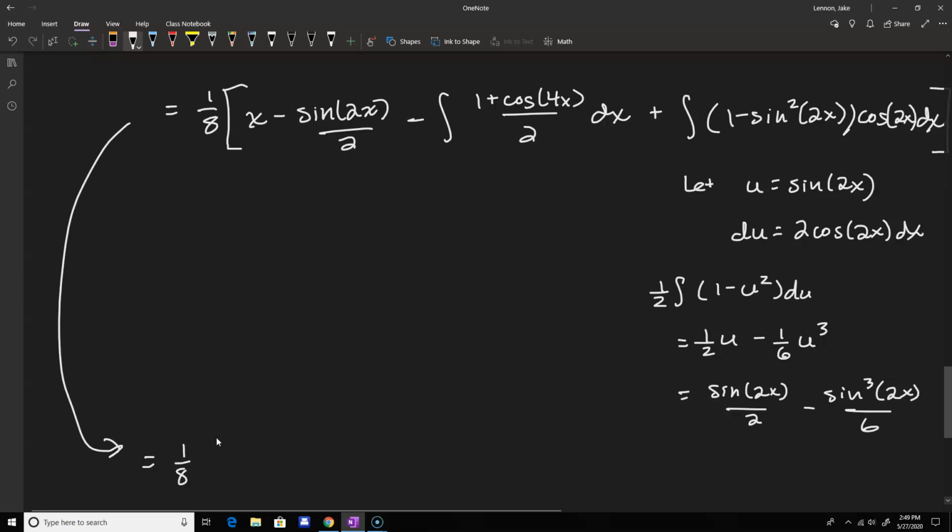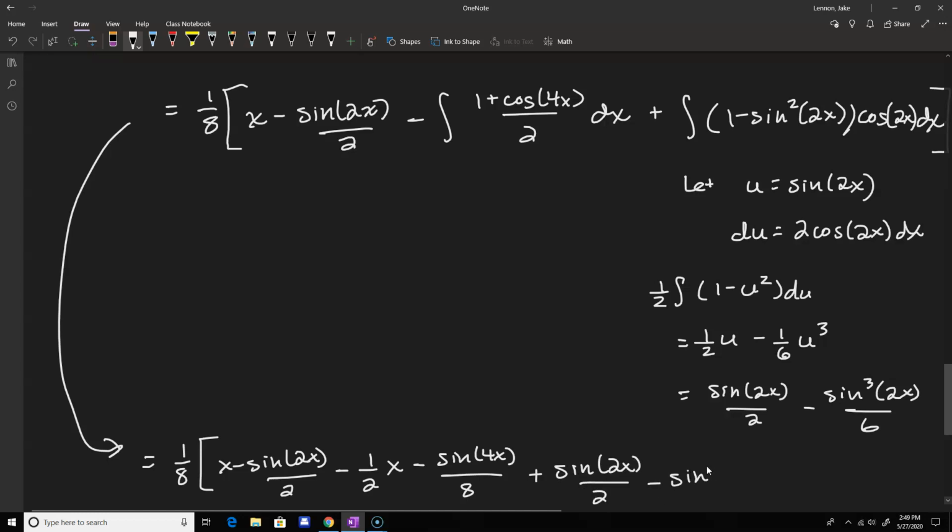So we have our 1/8. So we have x minus sine of 2x over 2. And then we're going to have minus, the 1 over 2 is going to become 1/2 x. And then cosine 4x over 2, that's going to be sine of 4x over 8. So we have to distribute the negative, so it's going to be minus sine of 4x over 8. And then we have our last integral. So again, I'm distributing the negative to both terms for this middle integral. And then we should have plus sine of 2x over 2 minus sine cubed of 2x over 6. And then we have plus our constant of integration.